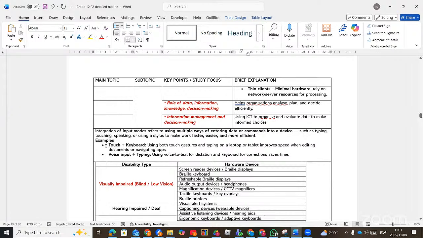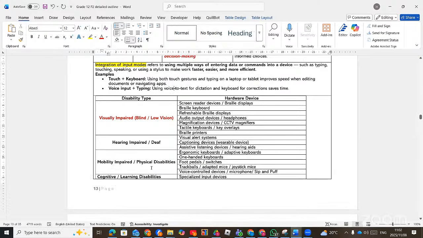A typical example is the touch screen versus the keyboard that you might have on your smartphones or maybe laptop. The two-in-one laptops, you might have the one that you can touch, and then you can also use the keyboard. So if your keyboard is giving you problems, you can use the touch screen. And then voice input versus typing is also another example of integration of input modes to enhance productivity. Then, like I discussed earlier, the disability types and the hardware and software that they might need.